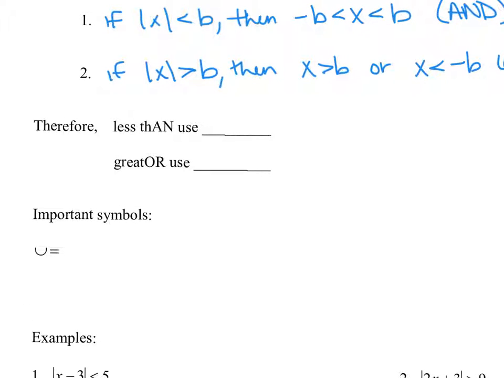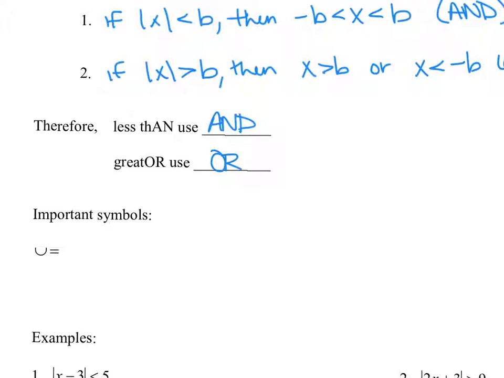If it's less than, then it's going to be an AND statement. If it's greater, it's going to be an OR statement. And remember, this is only if we have an absolute value. Now notice for the OR statement, we're going to have two intervals in our answer.